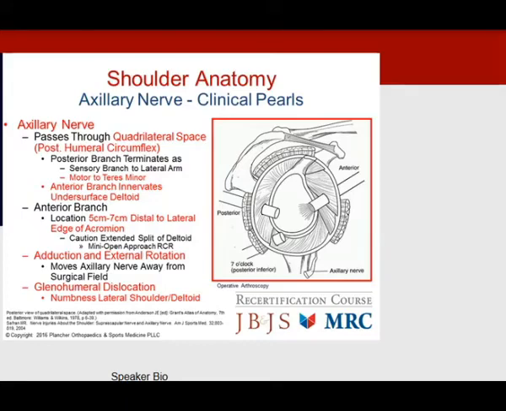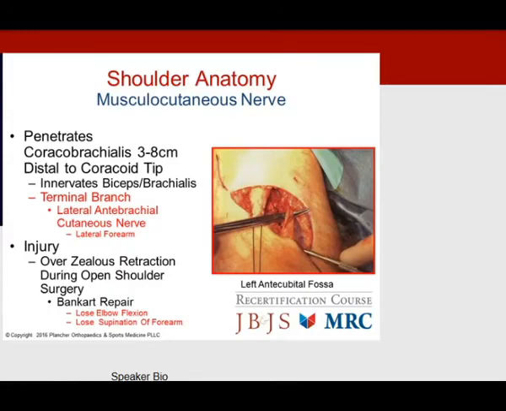In a glenohumeral dislocation, we all do try to check in the office or the emergency room for any numbness on the lateral shoulder and the deltoid, and that's represented by the axillary nerve. The musculocutaneous nerve penetrates the coracobrachialis at 3 to 8 centimeters distal to the coracoid tip. Its terminal branch, as seen here in the left antecubital fossa in the photo on the right, is the lateral antebrachiocutaneous nerve.